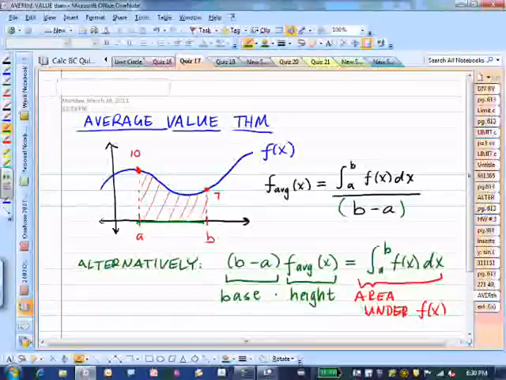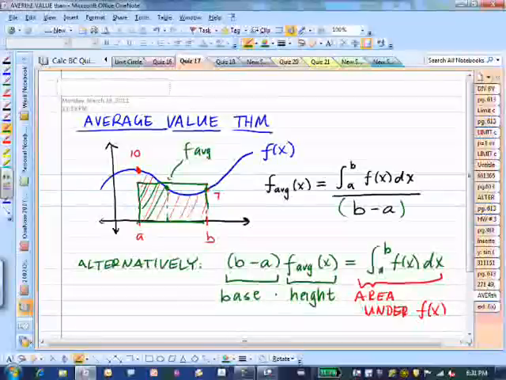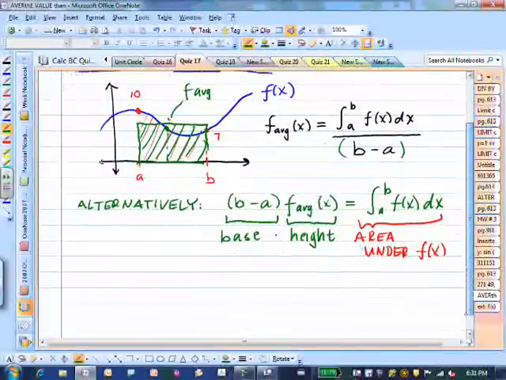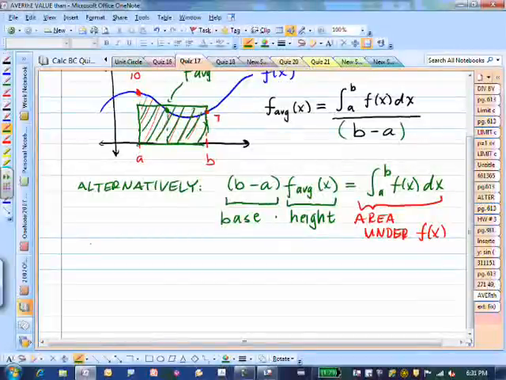The average height, I'm just going to guess where the f average is. Let's just assume it's there. So let's assume right there that's f average in this picture. What we're saying is, if you find the area of this rectangle, which I'm about to draw, it is exactly the same as the area under the curve, or the integral, which kind of makes sense because you're leaving out some area and picking up some extra area. So there are two implications.